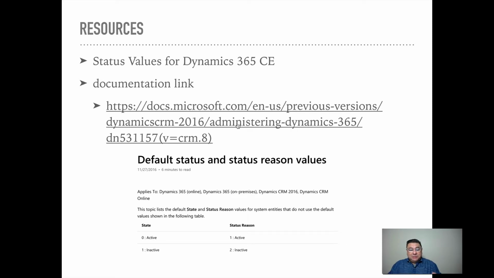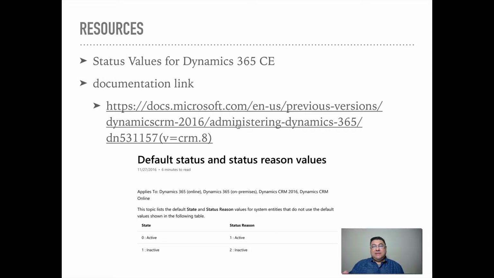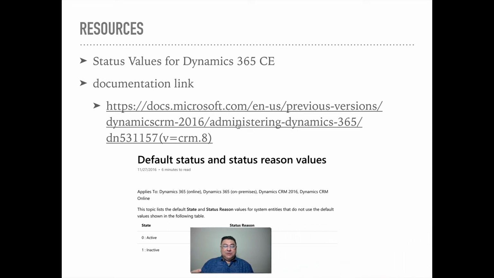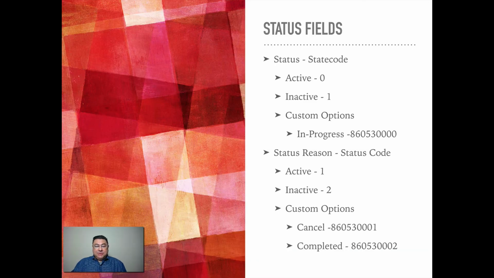So one of the things that we have to understand is the state. It's only two values, 0 for active and 1 for inactive. And the status reason, in most of the cases and most of the entities, is 1 for active and 2 for inactive.